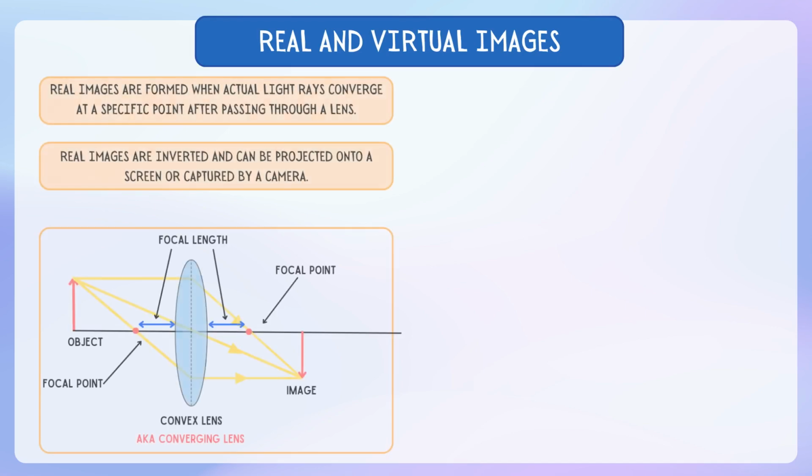In today's lesson, we distinguish between real and virtual images, fundamental to understanding optics. We learned that real images are formed when actual light rays converge at a specific point, after passing through a lens, resulting in images that are inverted and can be projected onto a screen or captured by a camera.